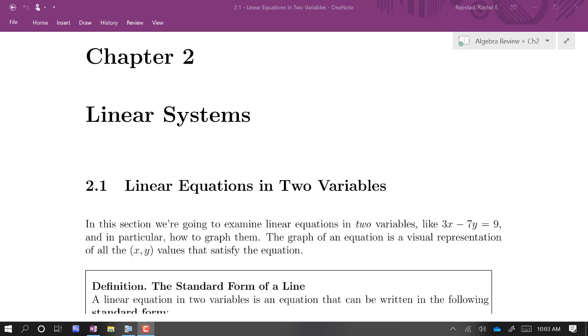In this chapter, we're going to take a look at linear equations in two variables. What makes them linear is that the variables are just raised to the first power. We're not squaring anything or taking a square root. We're not multiplying the two variables together.